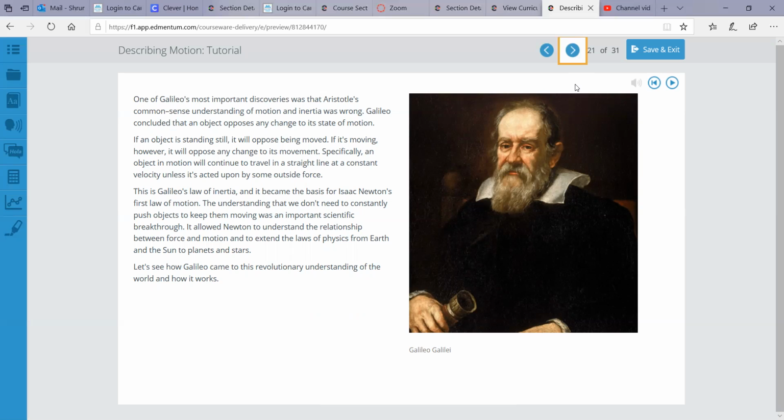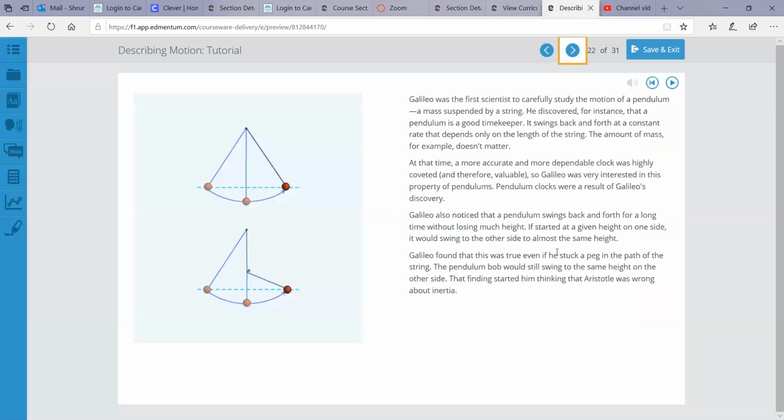The understanding that we don't need to constantly push objects to keep them moving was an important scientific breakthrough. It allowed Newton to understand the relationship between force and motion and to extend the laws of physics from Earth and the sun to planets and stars. So let's see how Galileo came to this revolutionary understanding of how the world works.